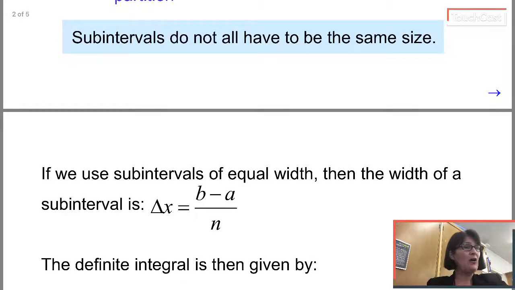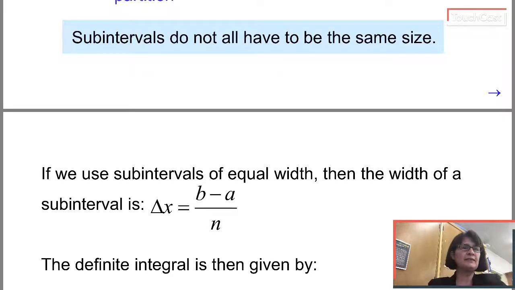To figure out how wide every rectangle is, assume for now you want to use same size rectangles all the way along. You take the total partition and divide by the number of rectangles you want to use. So b minus a is the width of the partition. Divide by n, the number of rectangles you want to use, and that's going to give you delta x, a change in x. That's the width of the subinterval, the width of every rectangle.